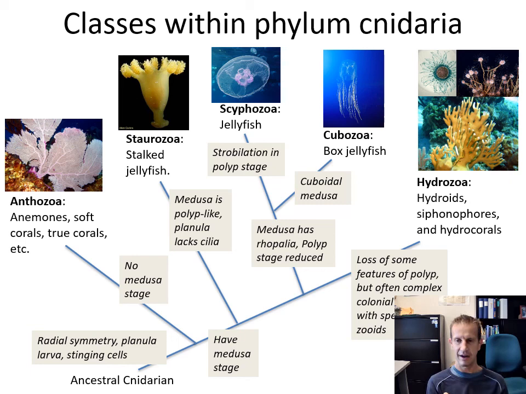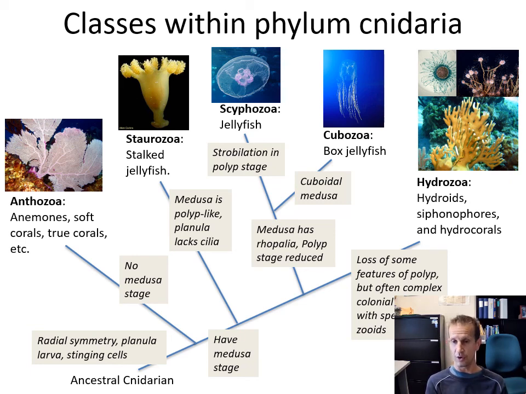The ancestral Cnidarian, the one that gave rise to all the others, had radial symmetry, planula larvae, and stinging cells, but then various other features evolved or were lost in the course of evolution, and that's kind of what defines these other groups within the phylum Cnidaria. So let's go from left to right here.